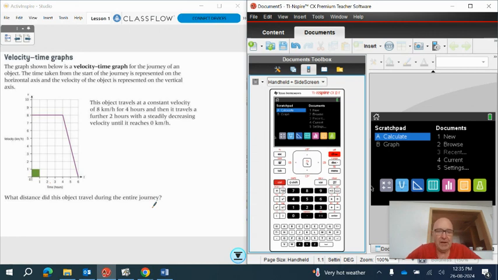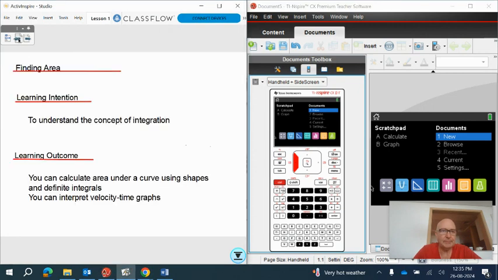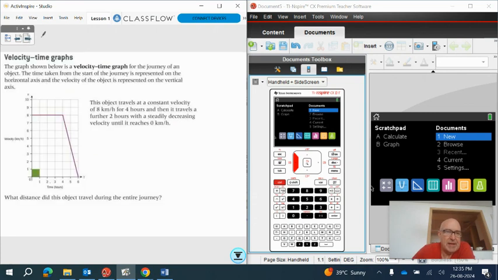So we're starting off our new topic of integration. This is a part of calculus, and we're going to start by looking at finding the area under curves and things to interpret integrals and solve problems. So our first look is at velocity time graphs.